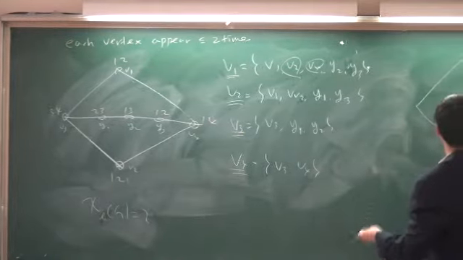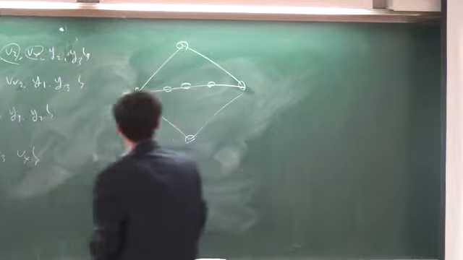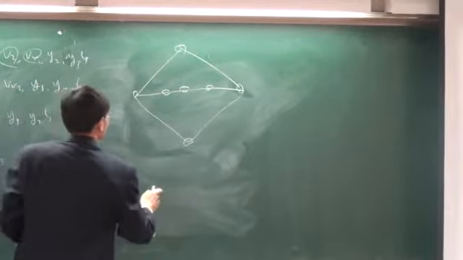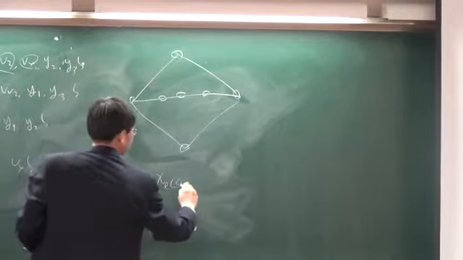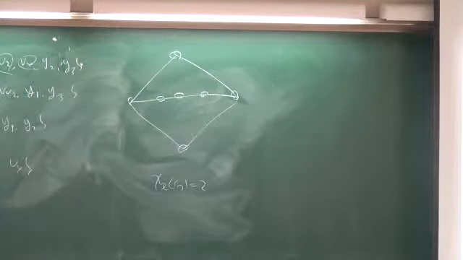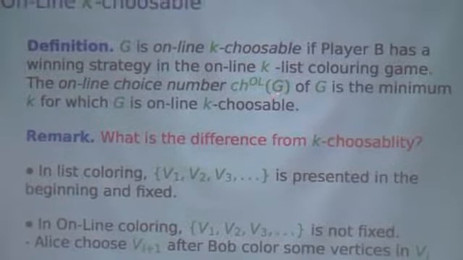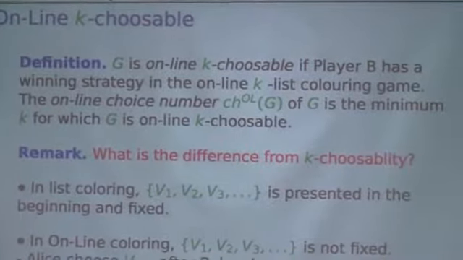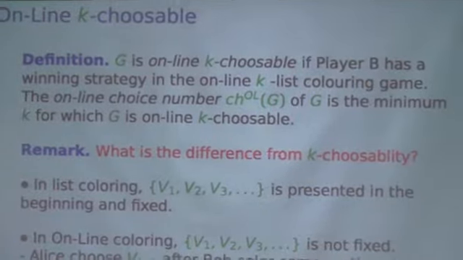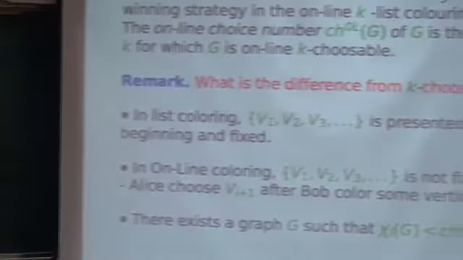So as I presented, actually this one has least chromatic number 2, but okay, here what is the online choice number? The online choice number is actually the smallest k, and then there's a graph whose online choice number is bigger than the least chromatic number.